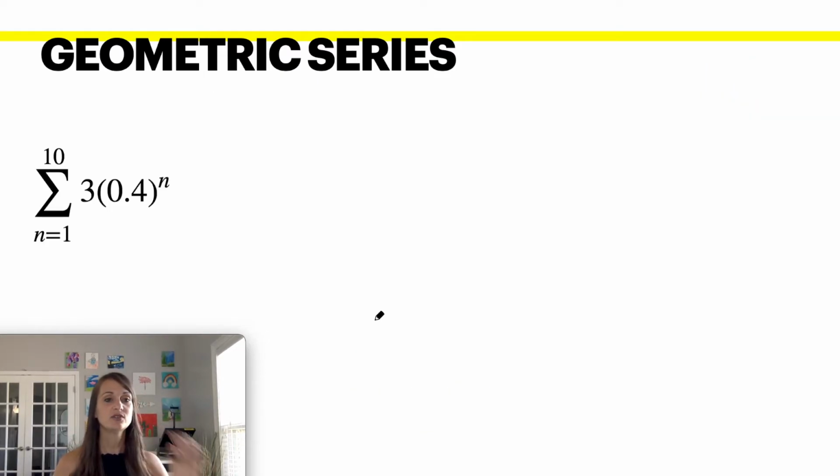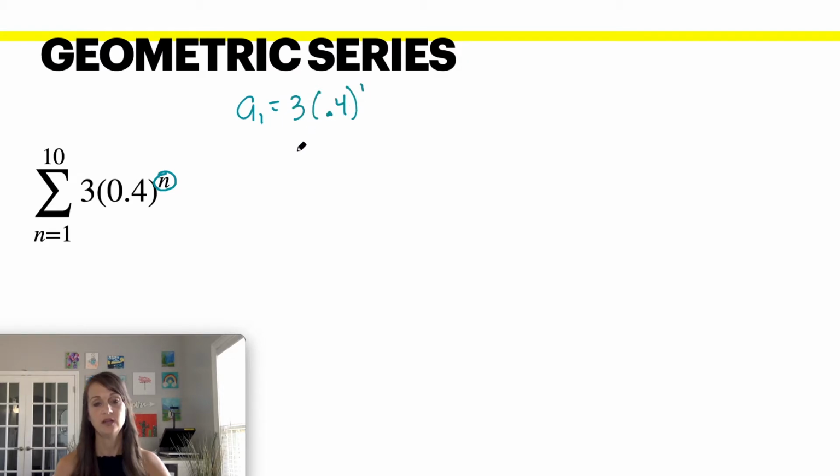Here's a summation notation with sigma. So I know that this is a geometric series because the variable is the exponent. So we know the formula is the first term, which, how do you find the first term? You plug in 1. So the first term is 3 times 0.4 to the 1. Well, 3 times 0.4 is 1.2. So I know my first term is 1.2.